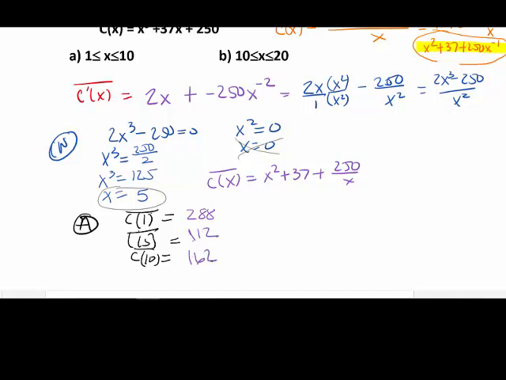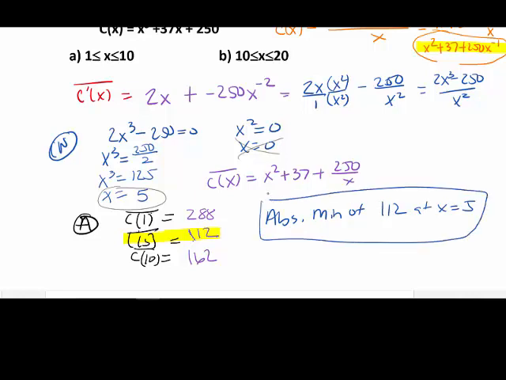So remember, I'm not looking for max and min in this case. This problem actually asks for a minimum. So we're looking across here. This would be my minimum. So we have an absolute minimum of 112 at x equals 5. Now this is where you'd look back at your wording for the problem. If it gives you any units, you would need to make sure you're adding that to it.